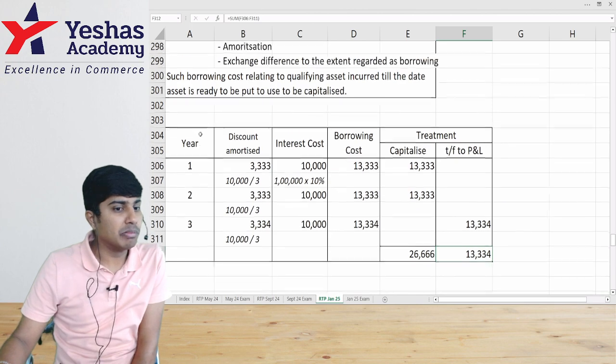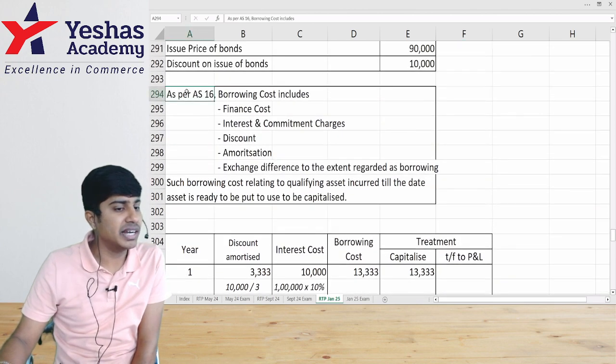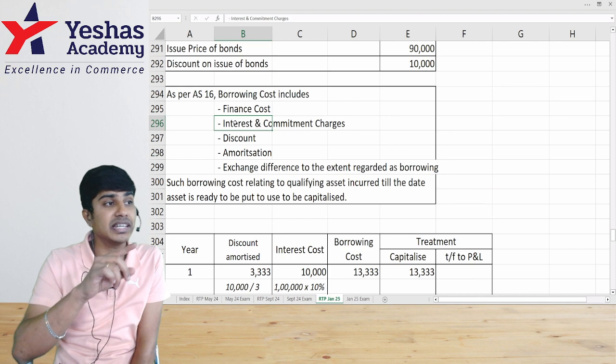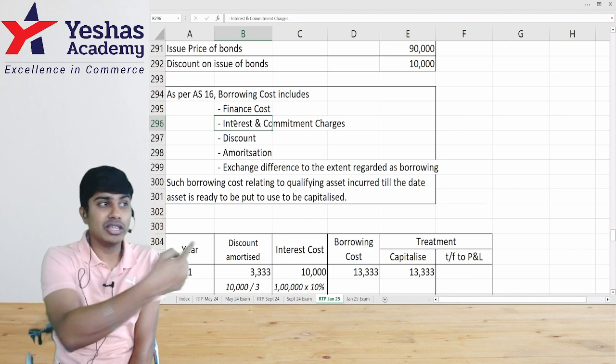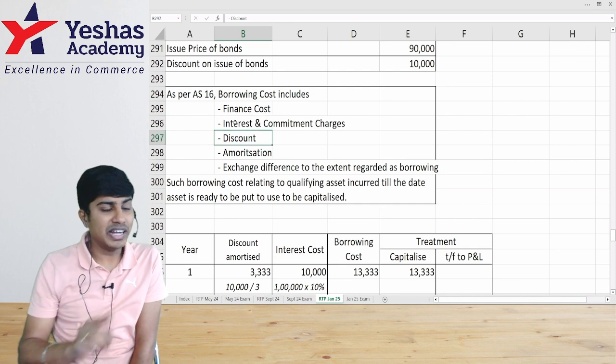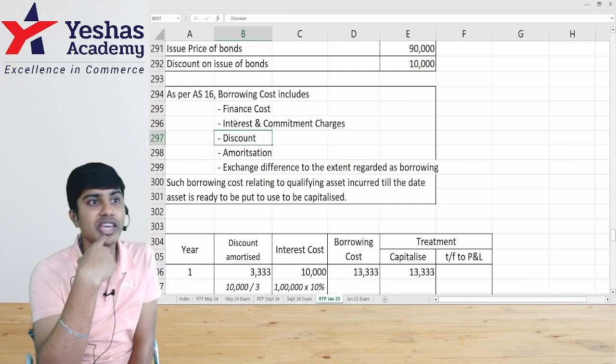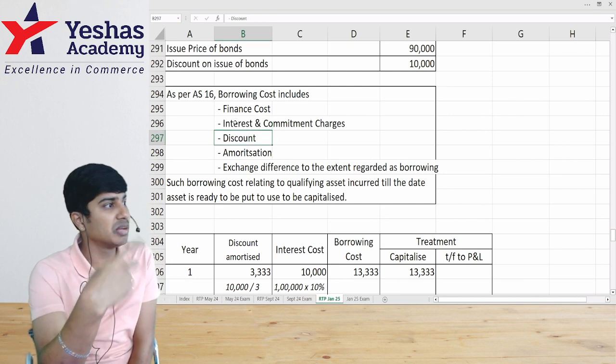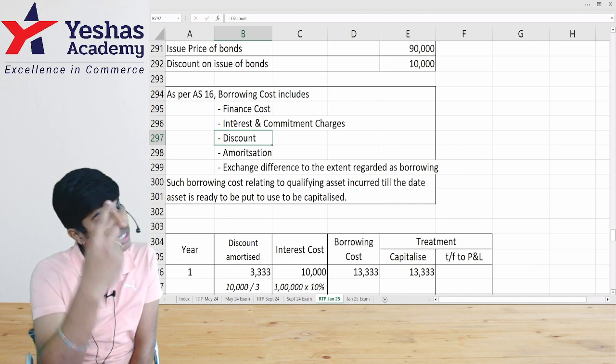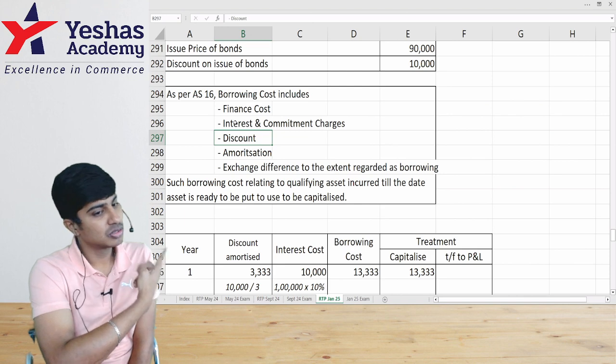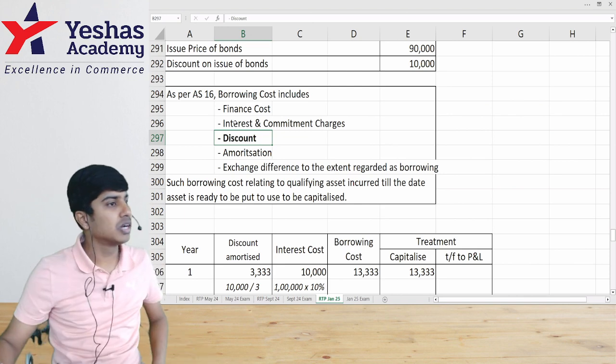and the amount to be transferred to P&L is 13,334. And if you remember, we've discussed this Accounting Standard 16. Borrowing cost includes finance cost, interest and commitment charges. Commitment charges is prepayment charges. On that also they can put one question. And we had discussed this example. If you issue any bonds or debentures at discount, that should still be treated as borrowing cost. So this is the question on discounting amount.